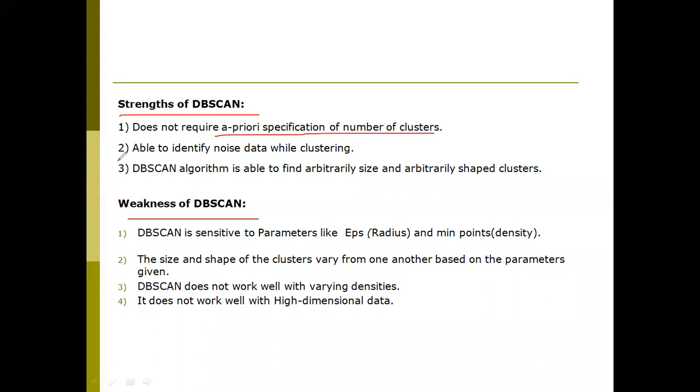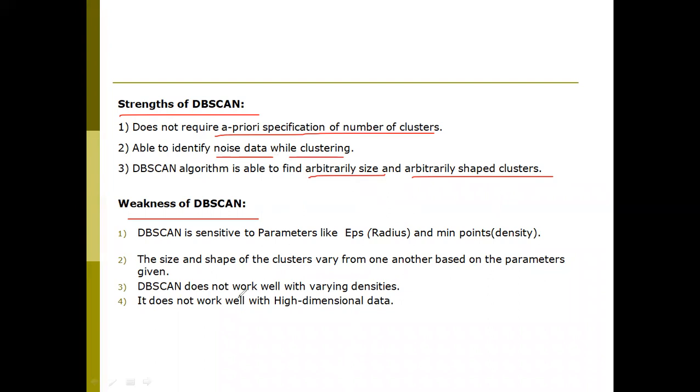And coming to the second one, it is able to identify noise data while clustering. While doing clustering, it easily identifies noise points. And the DBSCAN algorithm is able to find arbitrarily sized and arbitrarily shaped clusters.